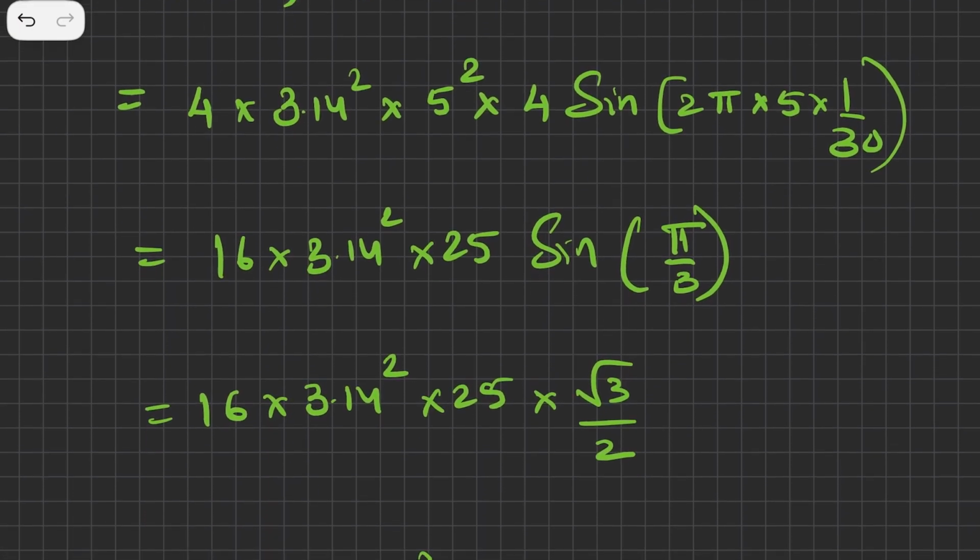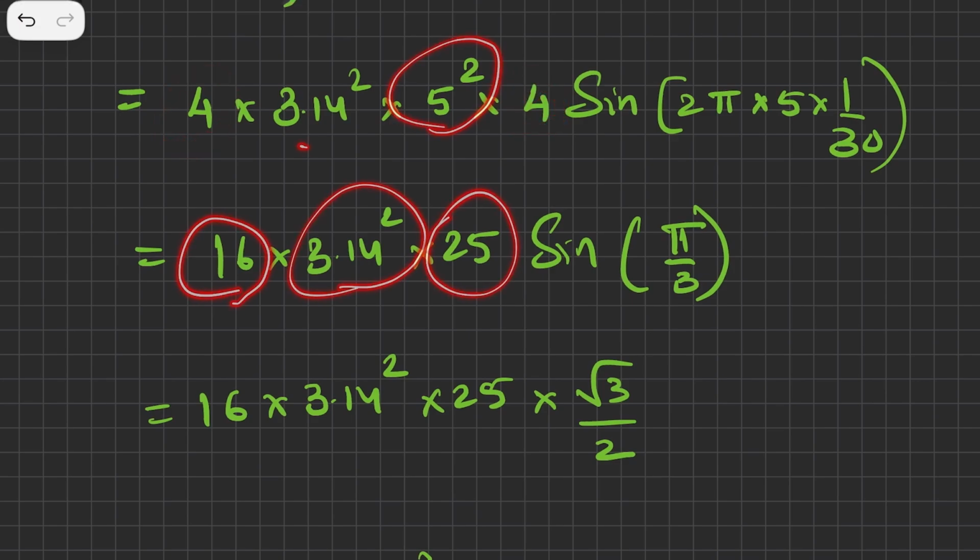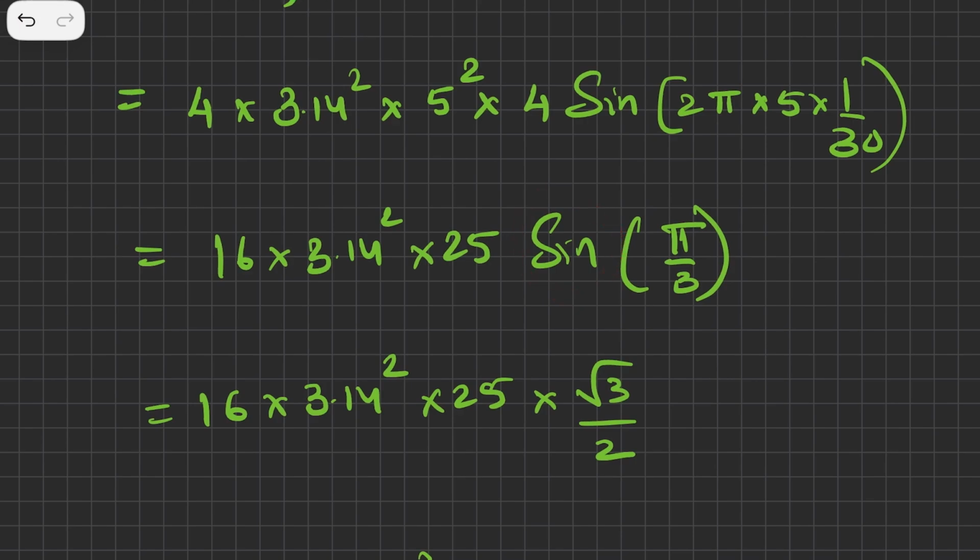Now this 4 and this 4, 4 fours are 16, 3.14 square as it is, 5 square is 25, sine as it is, and this 5 twos are 10, and the 10 and 0 cancel, you get pi by 3.